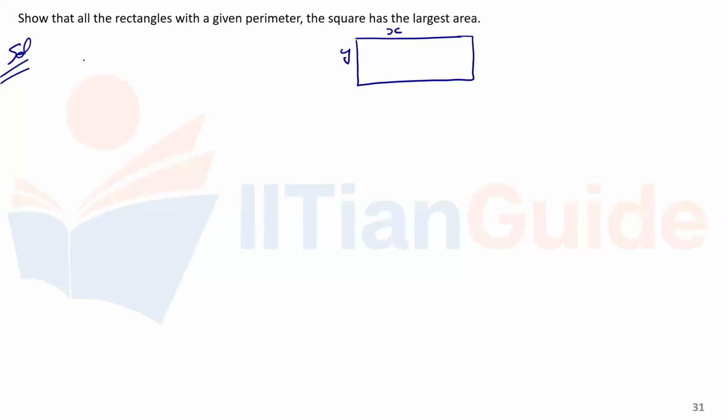Perimeter is constant. The perimeter I am taking as P, that is 2x plus 2y. P is a constant. Show that the square has the largest area.